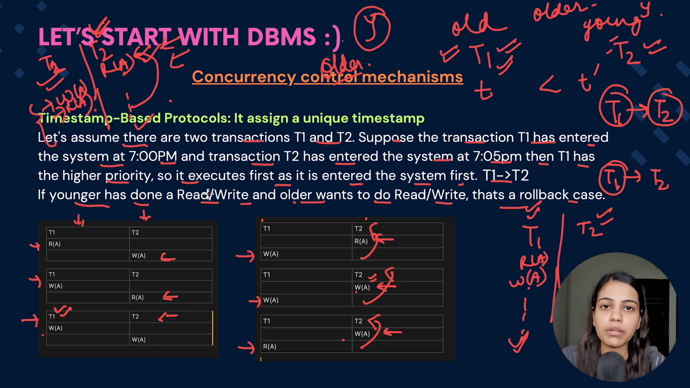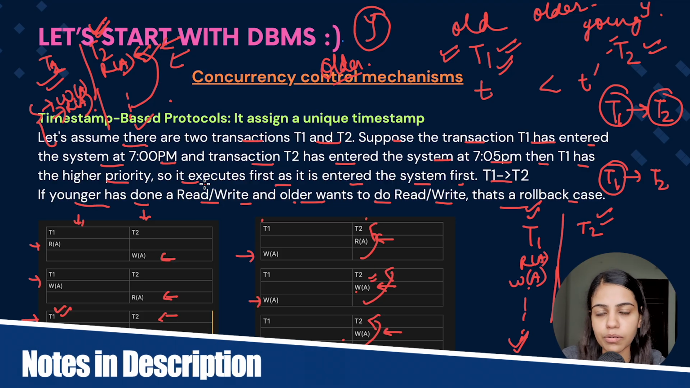You just need to remember that if the younger one does some transaction and after that the older one comes ahead and does some transaction, they should roll back. But if the older one is doing any transaction and after that the younger one is doing, there shouldn't be any rollback cases. So this is all about the concurrency control mechanism.